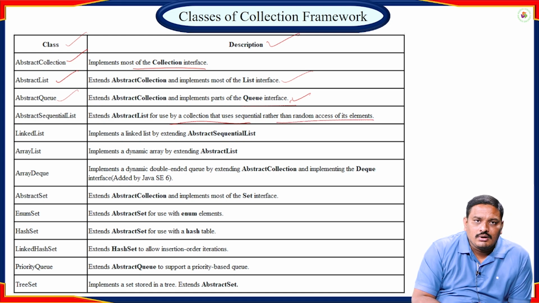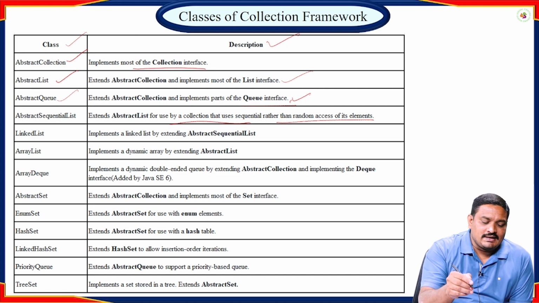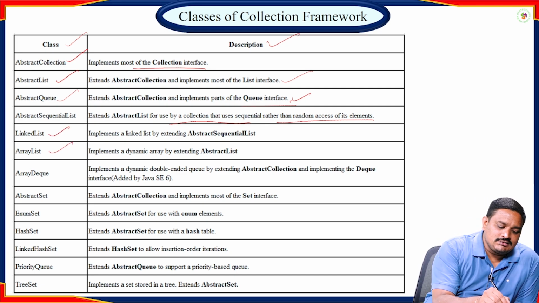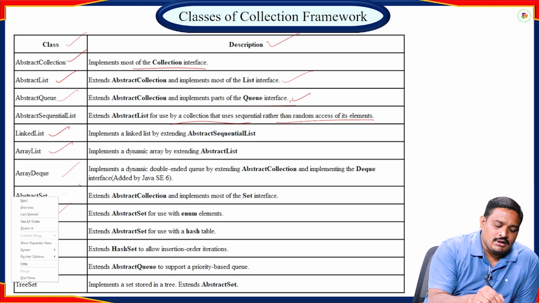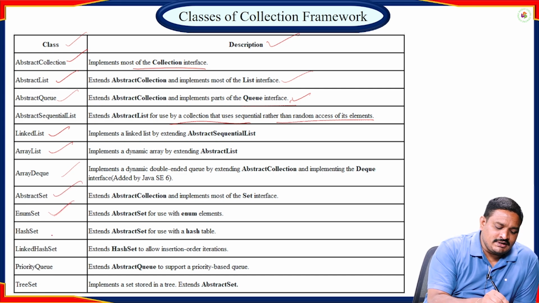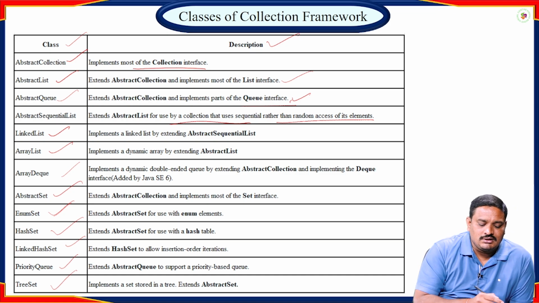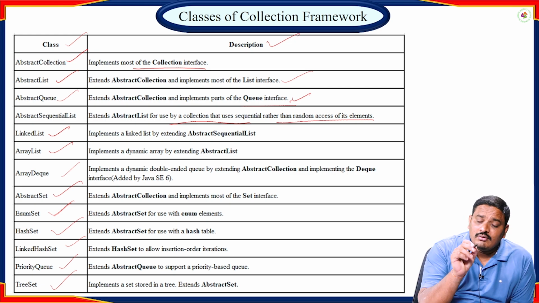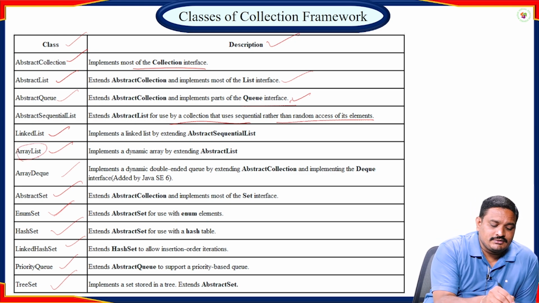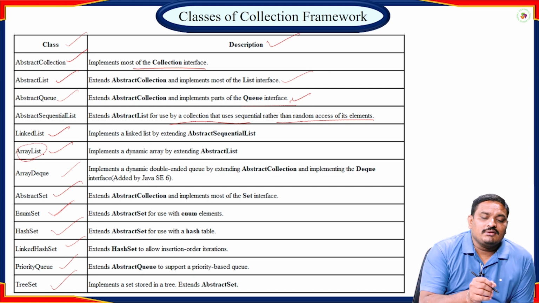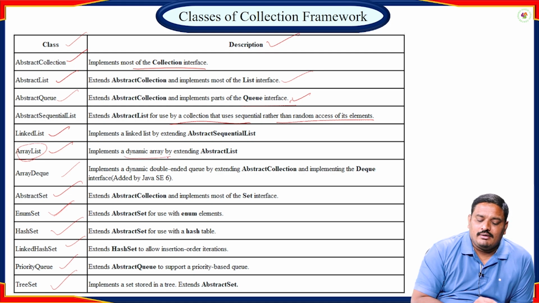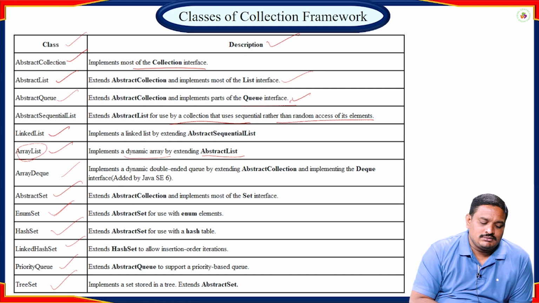Now, the main important classes are linked list, array list, queue list, enum set, abstract list, hash set, tree set, and priority queue. These all are the classes, the description of the collection framework. We focus mainly on array list. What is the meaning of array list class? Array list class implements the dynamic array by extending the abstract list.